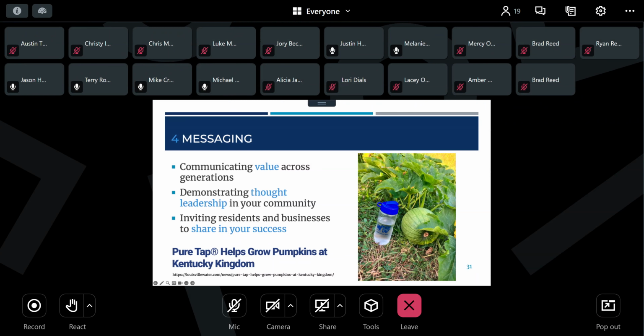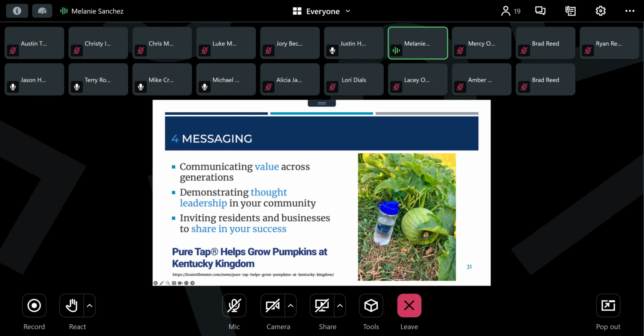So for the second year in a row, Pumpkins at Kentucky Kingdom transformed their amusement park into a fall wonderland. Louisville Water went behind the scenes to learn how much hard work it takes to create these seasonal displays scattered throughout the park. And I think it's really cool that they have merch everywhere. It definitely increases awareness for that utility.